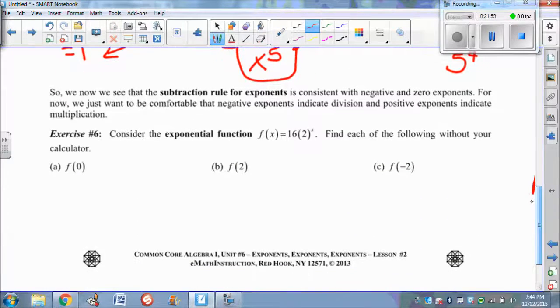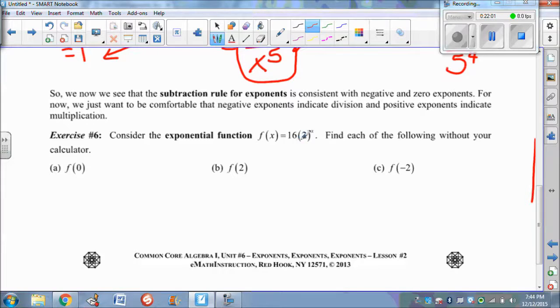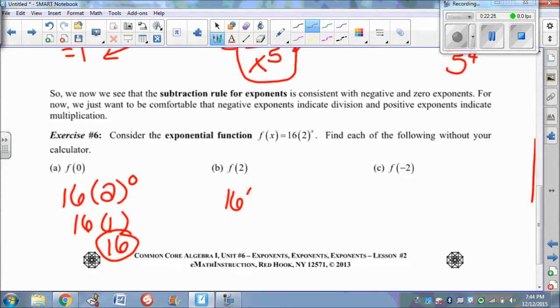And wrapping it up, okay, consider this function. Find each of the following without your calculator. So using our exponent rules, we're evaluating with that. So exponents come first, okay, over multiplication. So 2 to the 0 power, you hopefully know by now, is equal to 1. So 16 times 1 is 16. And what about f of 2? 16 times 2 to the 2nd, so that's going to be 4. 4 times 16 is going to be 64.